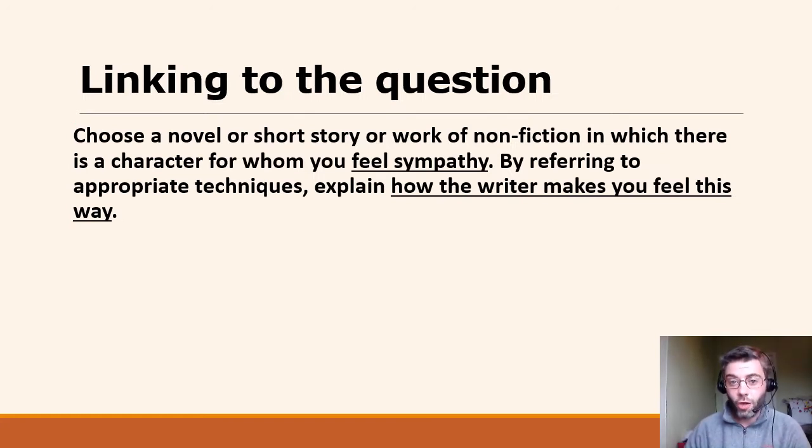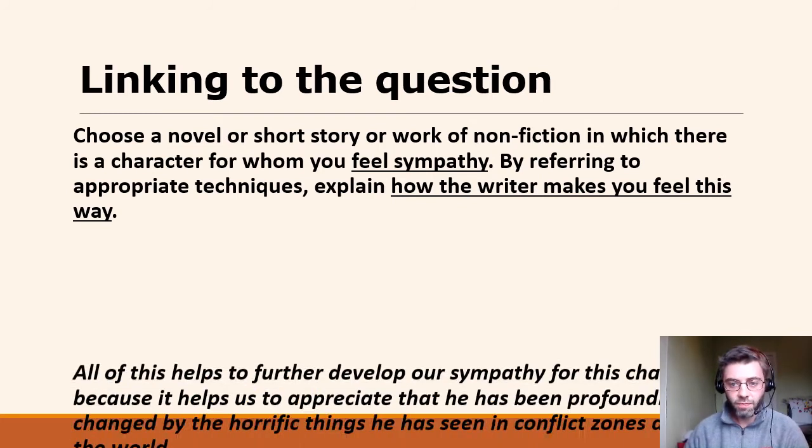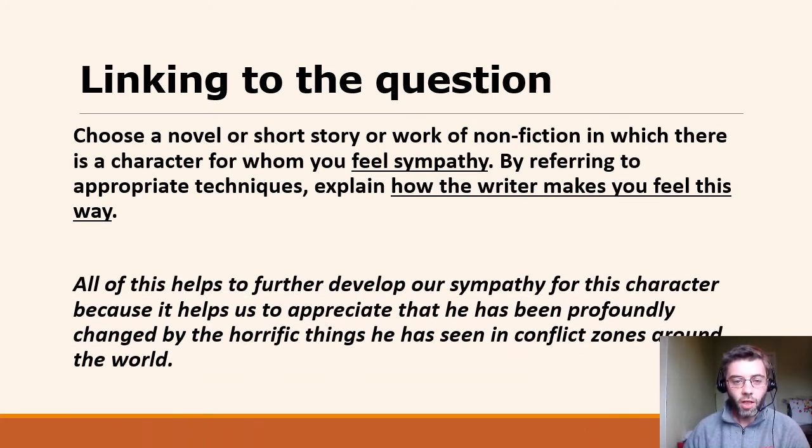So I'll just show you how you might do that kind of thing, how you might link it back to the question. The key bits you're looking for are the bits at the end of the sentences. So this one here is feeling sympathy and how the writer makes you feel that way. So here we get, this would come obviously after you've had the statement, evidence with quotes there, analysis of the key points of that, looking at the techniques and the effect on the reader, and then we get all of this, a reference to that stuff, helps to further develop our sympathy for the character.